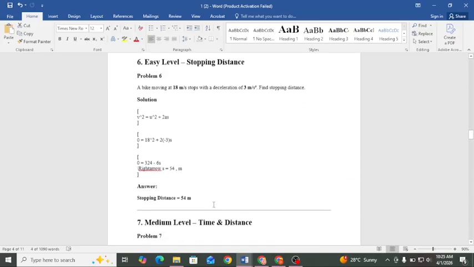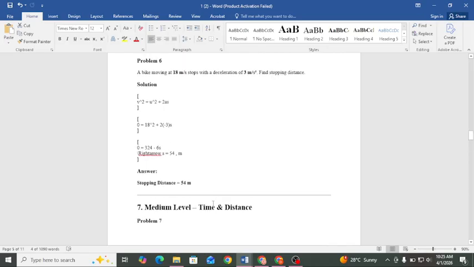Next, a bike is moving at 18 meter per second. To stop, the acceleration is 3 meter per second square. Finding the stopping distance: v square is equal to u square plus 2as, which is 0 equals 18 square plus 2 into 3 into s. So we calculate the values here. The stopping distance is 54 meter.